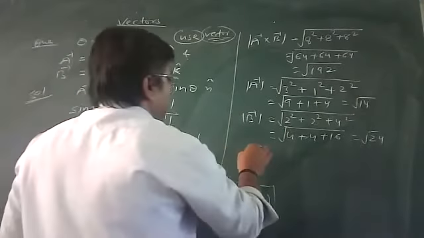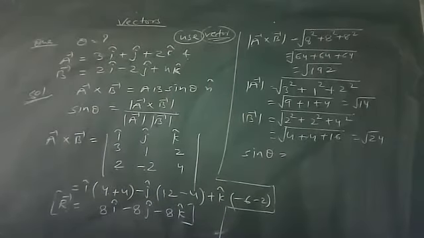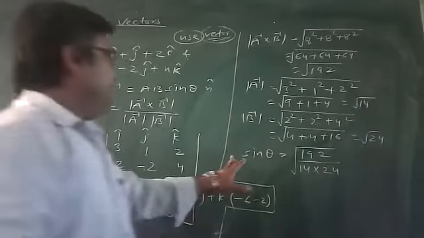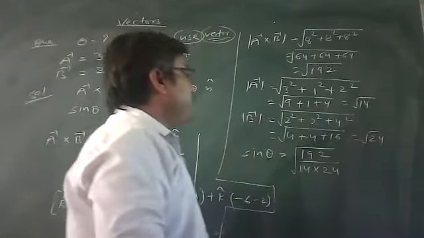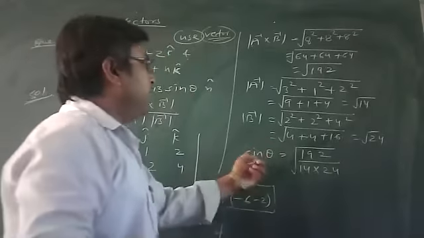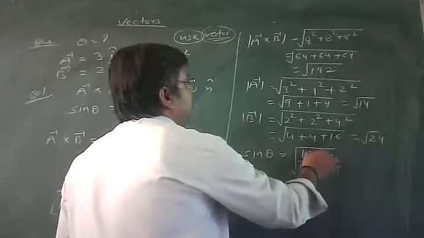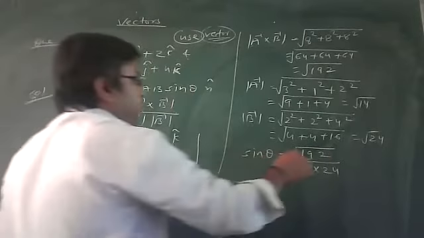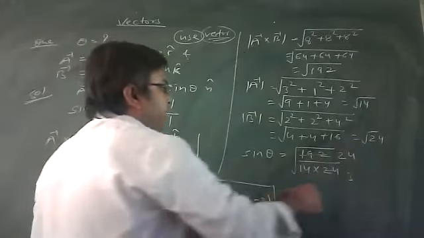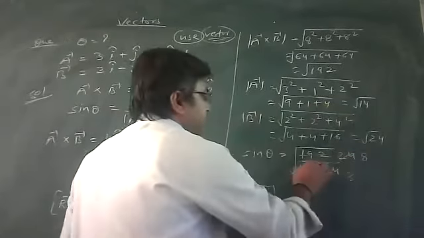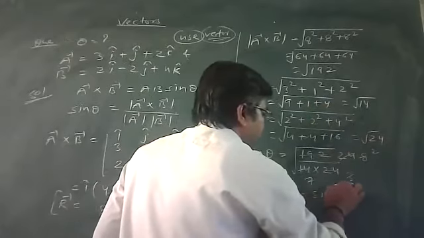Now I am going to find the value of sine theta. Placing the values, sine theta is root 192 divided by root 14 into root 24. Now we need to simplify it. I can divide by 8: 8 into 24 is 3, 8 into 16 is 2, and it is 24. Then this can be cancelled out, and you get theta is equal to sine inverse 2 by 7.